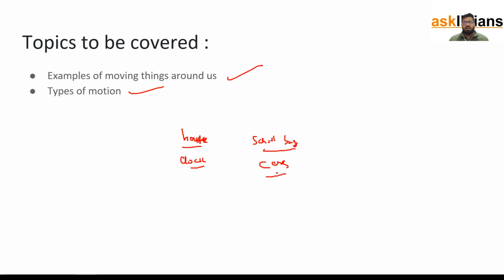We are now concerned with examples of moving things around us, but I have given you some list of things which are not moving, that is house, clock, road. You can take the example of road. Road is also constant, it is not moving. Road is not moving, you are moving on the road. So you can list numerous examples of moving things around us.